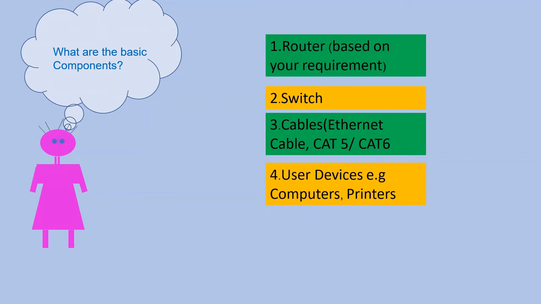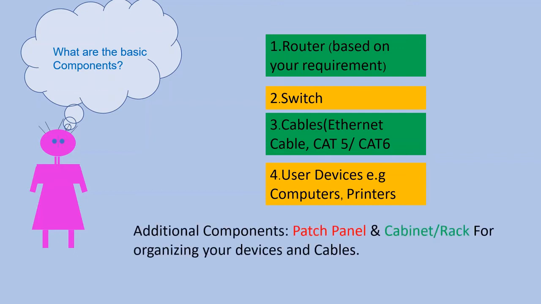Number four, you need your devices ready in place or in the plan. These devices can be desktop computers, laptops, mobile phones, printers, scanners, and so on. The number and type of devices will determine the number and type of switch which is needed, the number of connection points, and the type of router to be bought.